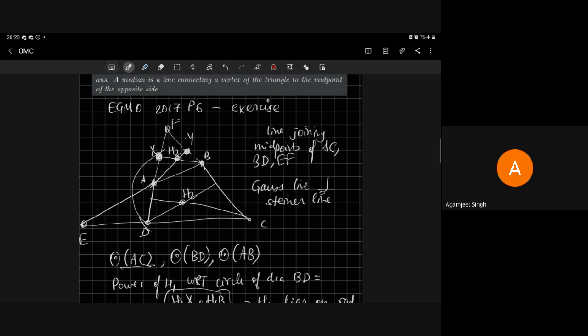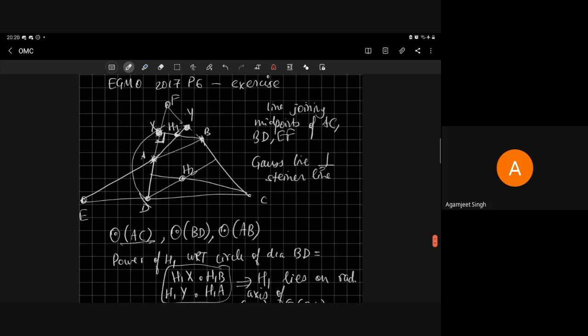So what is the power of H1 with respect to the circle of diameter BD? See, the circle of diameter BD passes through X because this angle is 90. And H1 is the orthocenter of ABF. Correct? Now I got it.